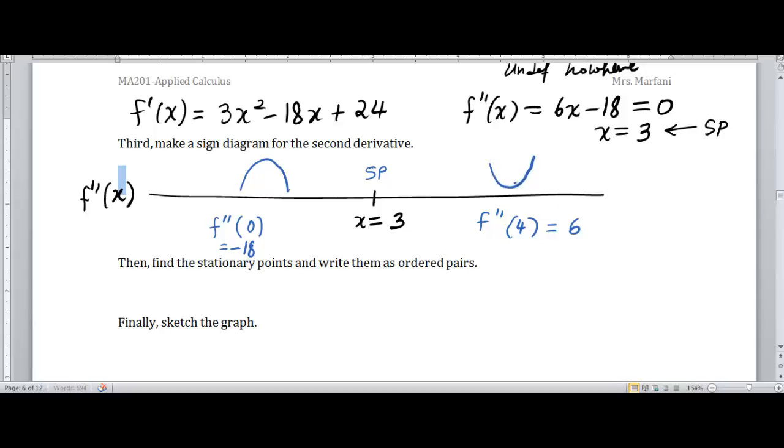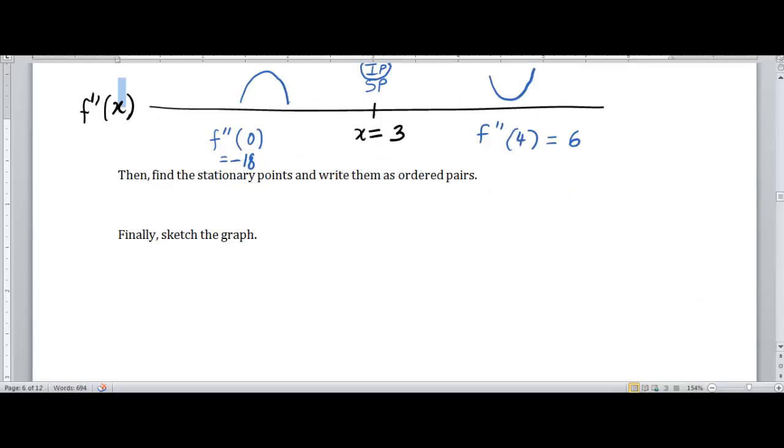Did the concavity change? Yeah, it did. So not only is it a stationary point, but it is an inflection point. If the concavity had been down, down, or up, up, that means the concavity did not change, and we would leave it as a stationary point, SP. You would not write IP.